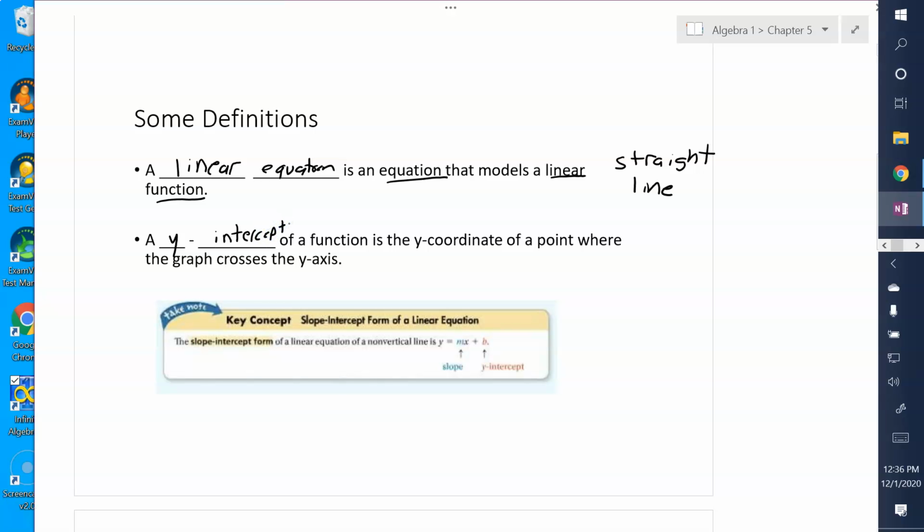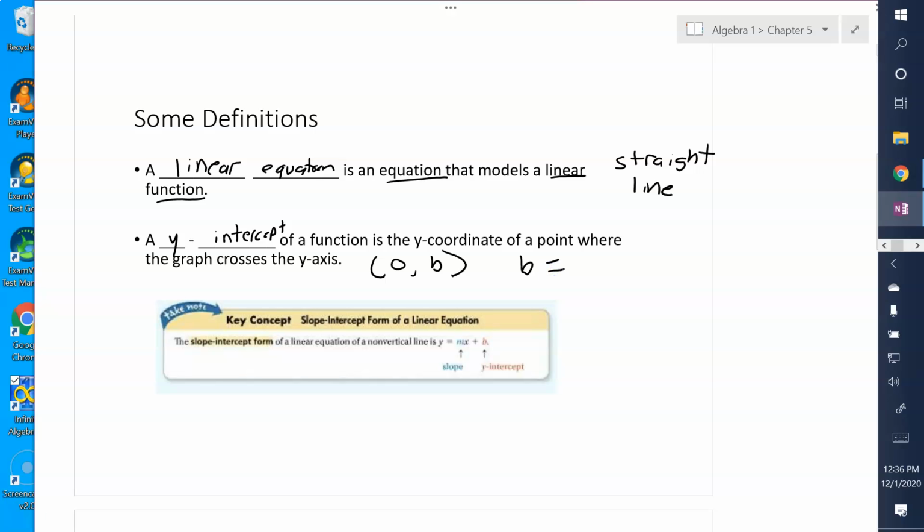So a y-intercept of a function is the y-coordinate where the graph crosses the y-axis. Oftentimes you'll see it written like this, (0, b), where b is that y-coordinate. Sometimes we'll just tell you b equals, and then we'll give you a number.